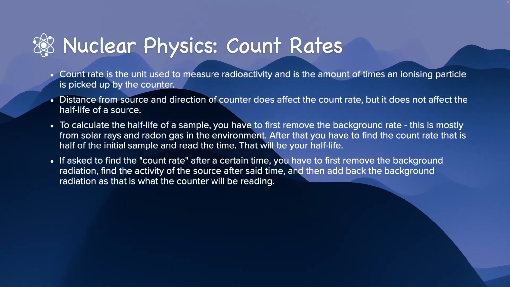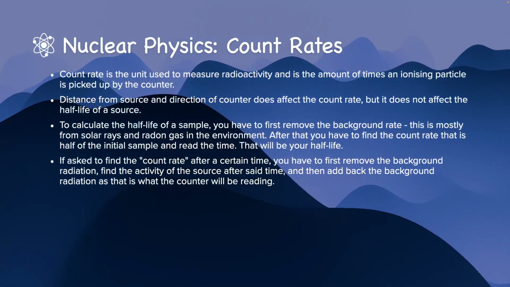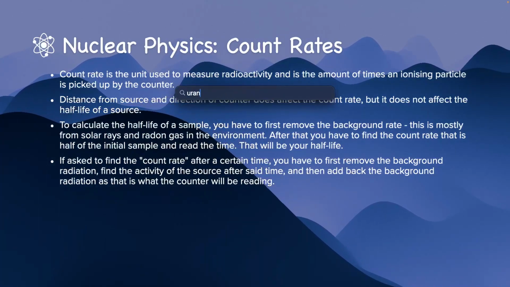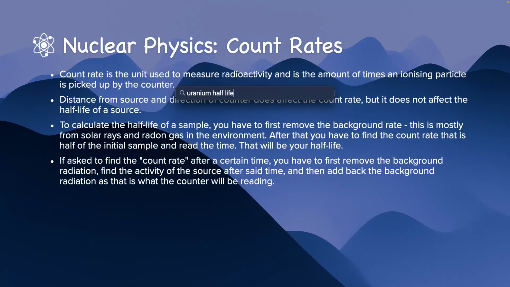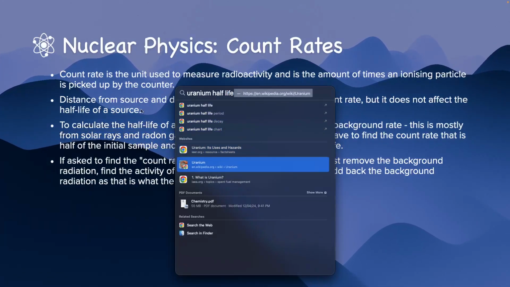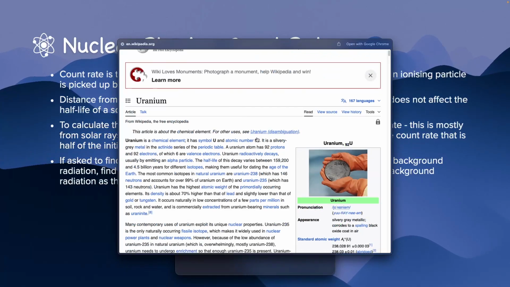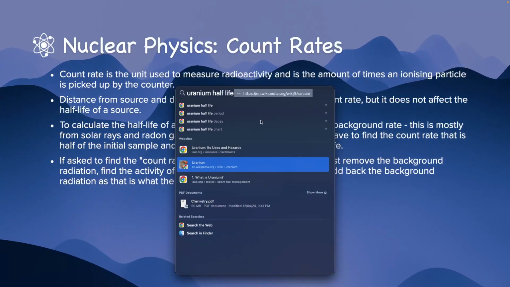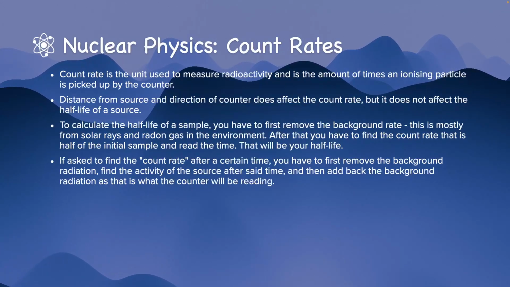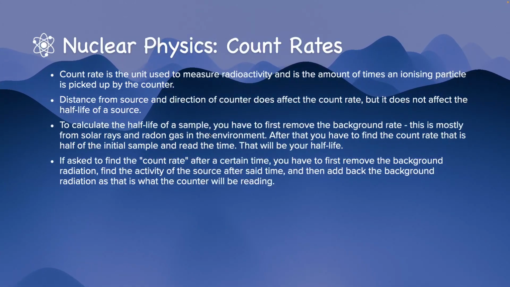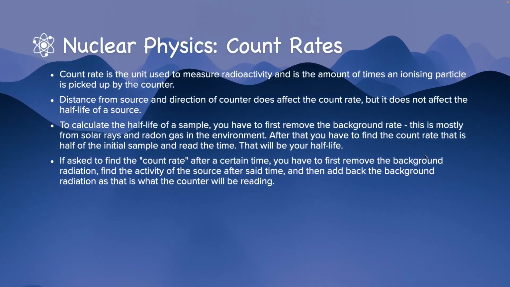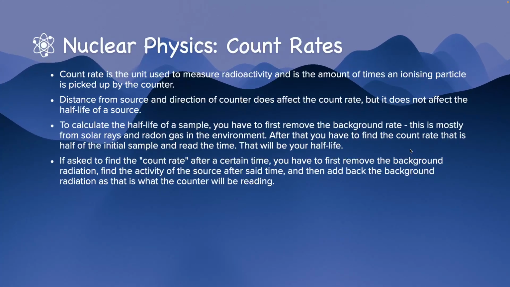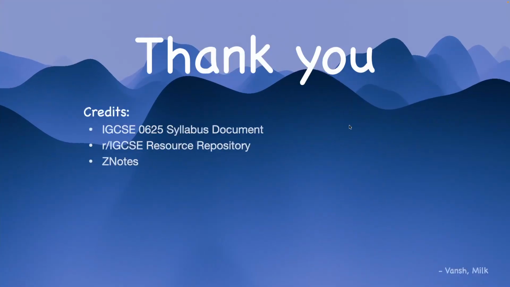You could search up the half-life of any radioactive atom, for example, uranium. So if I do a quick search right here, let's say uranium half-life, let's see what Google has for us. Okay, it doesn't let me. But the point is, all of these isotopes have a predefined half-life, but the count rate depends on the mass and the distance from this mass of radioactive atoms.